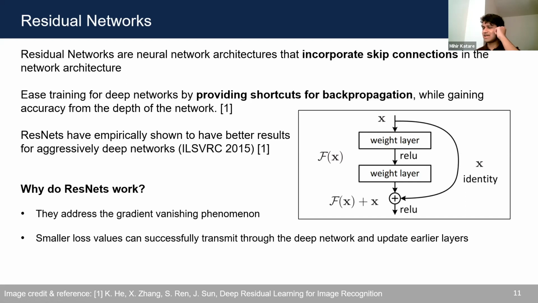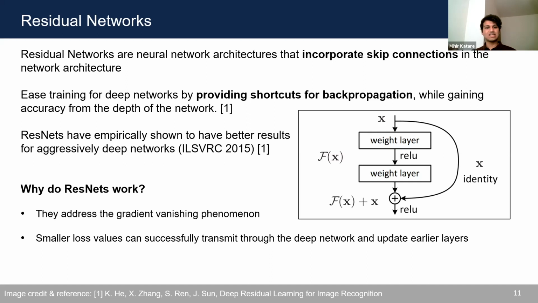And the hypothesis as to why these work is because they actually address something known as the vanishing gradient phenomenon. So when you have smaller gradient values, when they are sent back during backpropagation, they don't end up updating all of the earlier layers of the neural network if it's super deep.